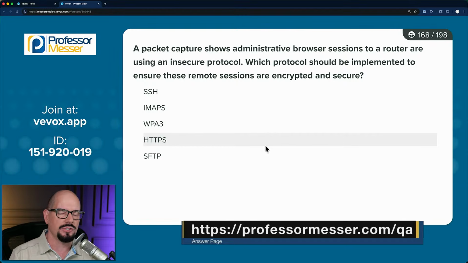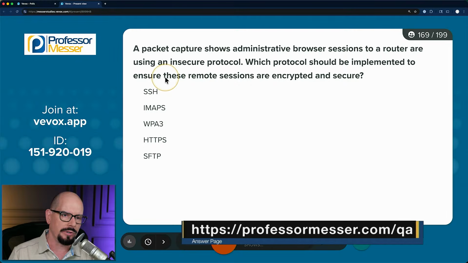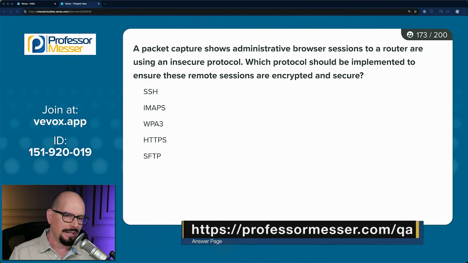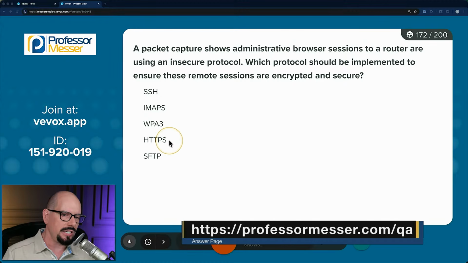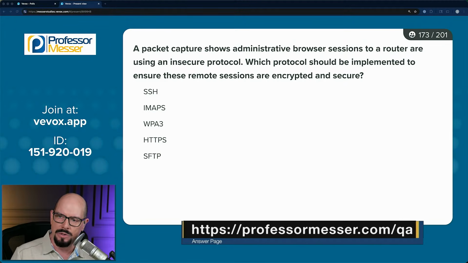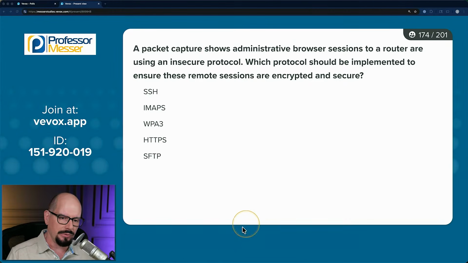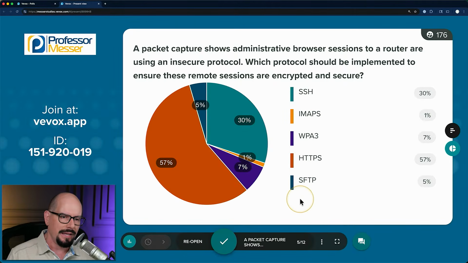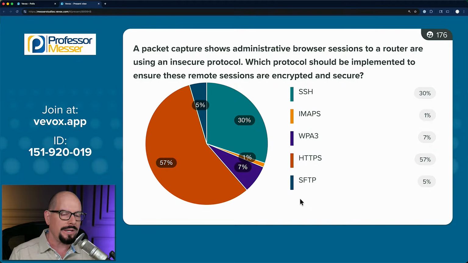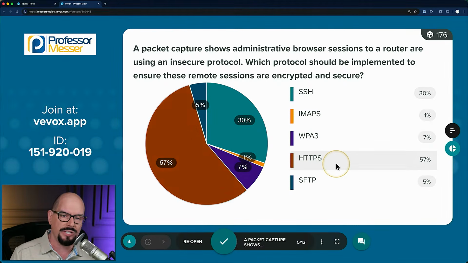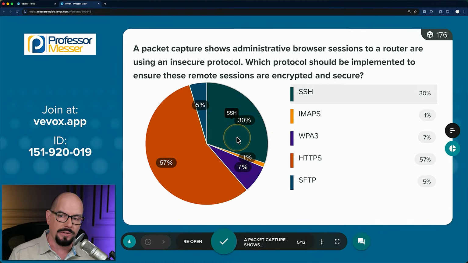So let's talk about this one. This question again asks, a packet capture shows administrative browser sessions to a router are using an insecure protocol. Which protocol should be implemented to ensure these remote sessions are encrypted and secure? Would that be SSH, IMAP-S, WPA3, HTTPS, or SFTP? It's got to be one of these. But what did you choose? Let's find out. We'll hit the stop button down here, close our poll, and a little bit of a mix on this one. We did get a majority, though. 57% of you say the answer is HTTPS. 30% of you, though, say the answer is SSH. We also have single digits.